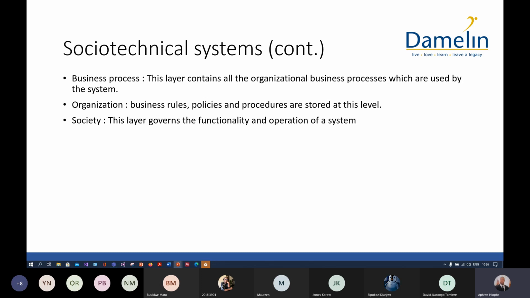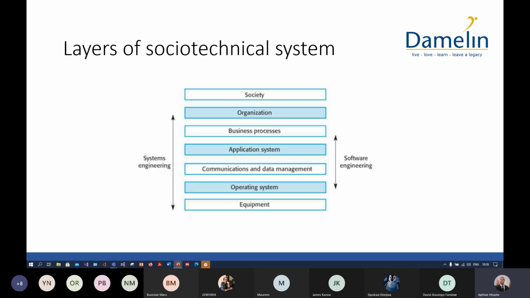And in terms of the organization, then yes, the people inside the organization, business rules, your policies and procedures are stored at this level, and it needs to be understood by the people in the organization what is expected in terms of the rules and the policies, and society as a whole. So you can look at it as people outside the organization, your customers, your suppliers, and so forth.